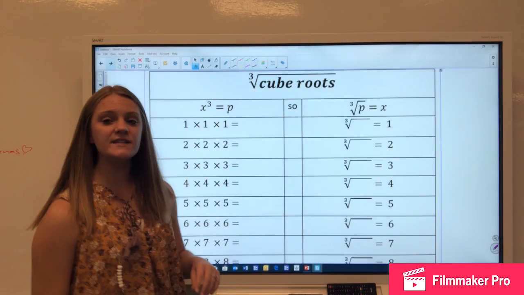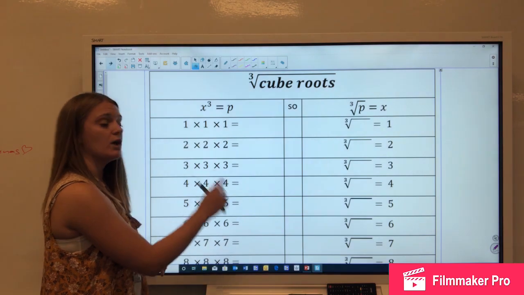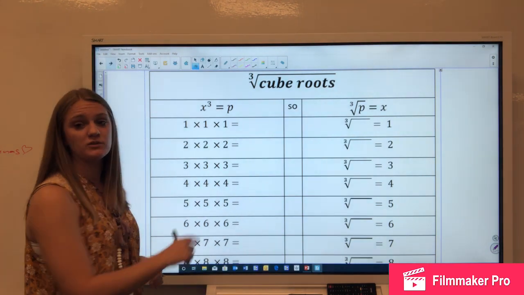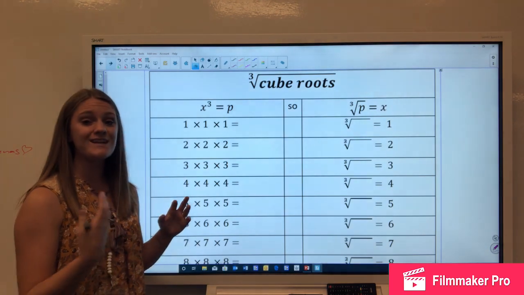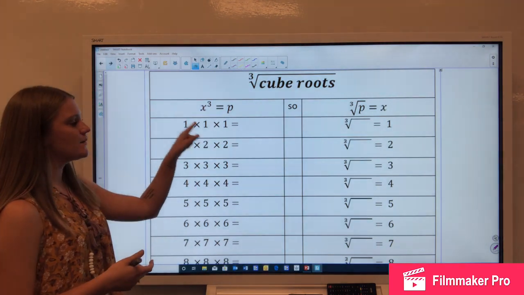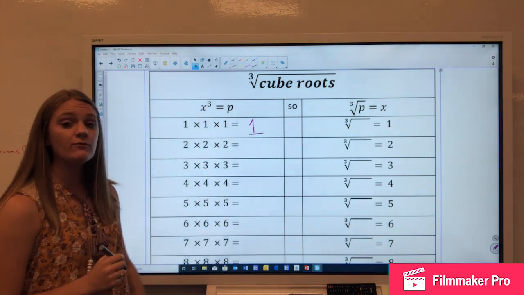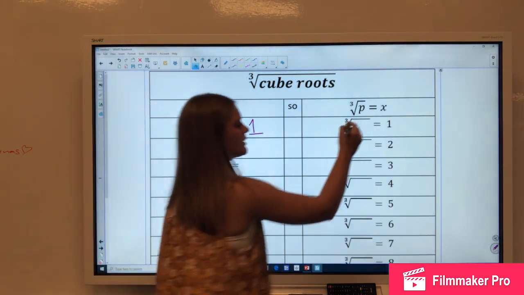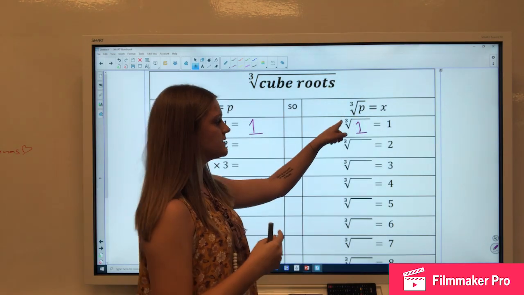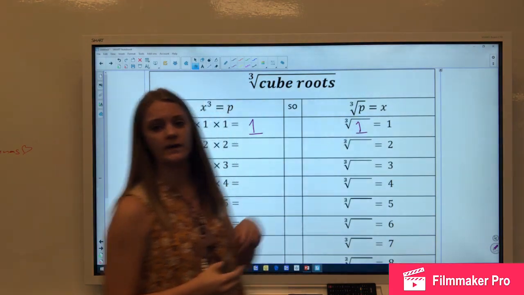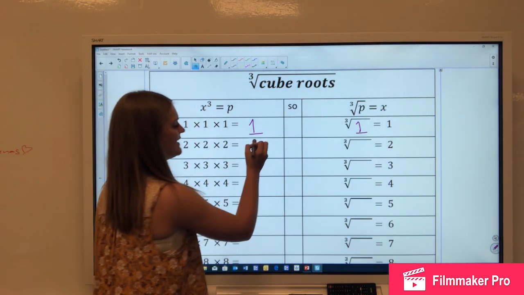All right, so let's discover our perfect cubes first. So those are the numbers that result when we cube integers, or multiply an integer by itself 3 times. So the easiest perfect cube, same as the perfect square, 1 times 1 times 1 is 1. So if we want to reverse it and get the cube root of 1, in other words, what integer times itself 3 times gets us 1? That's 1.